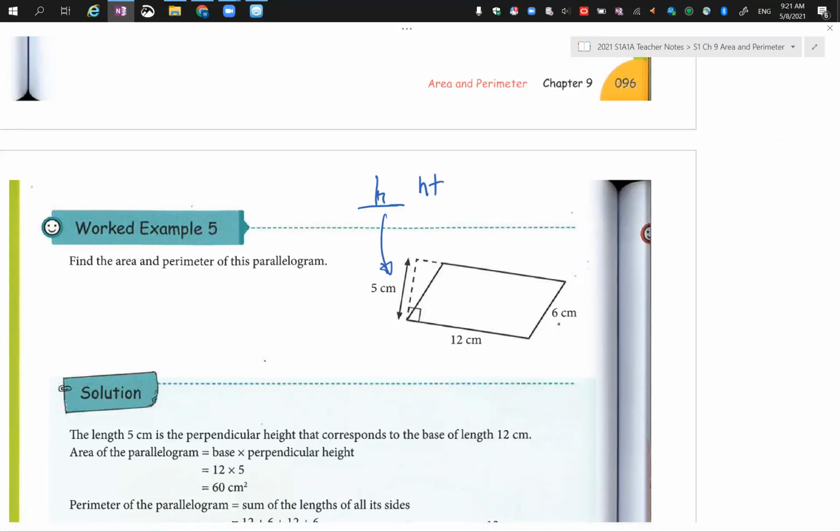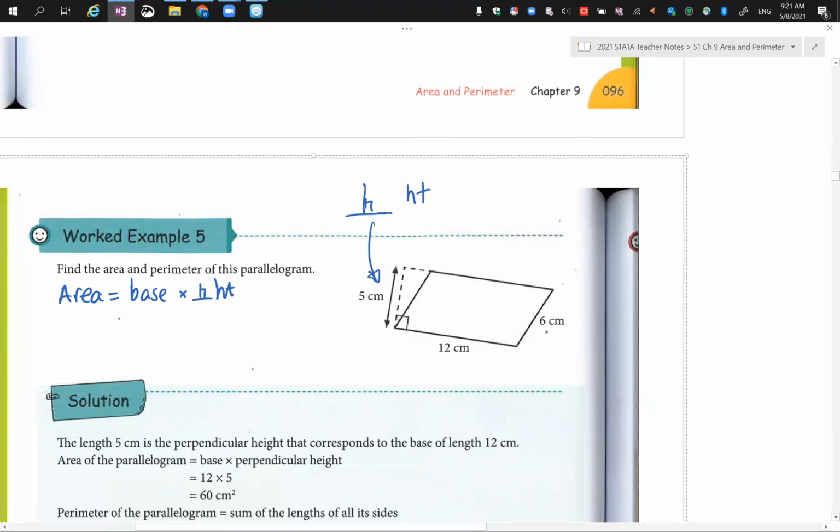So now we write down the formula. Area equals to base times perpendicular height. Please write this down. Area equals to base times perpendicular height. You need to identify where the base is and where the perpendicular height is, which we have done already.